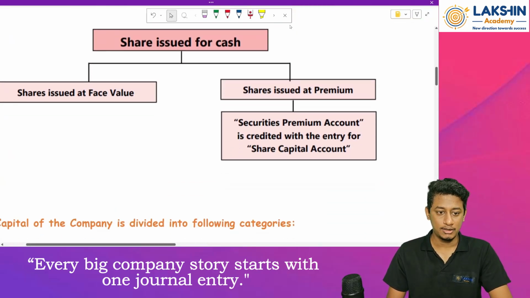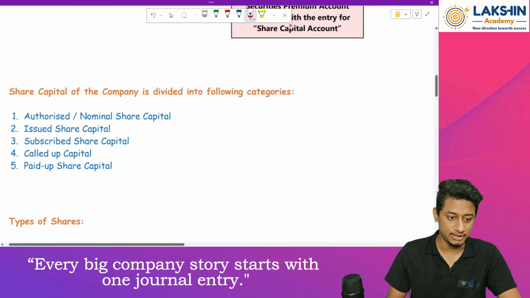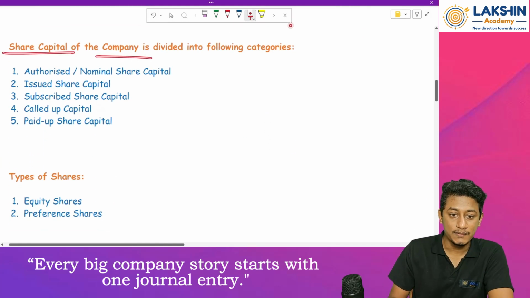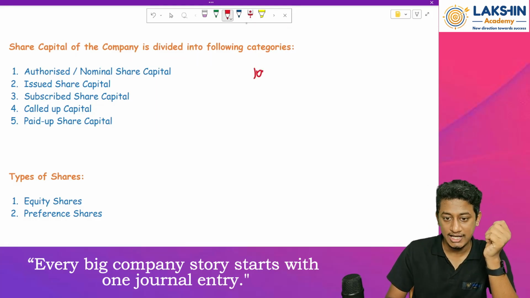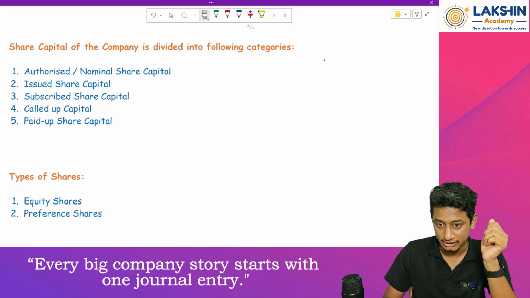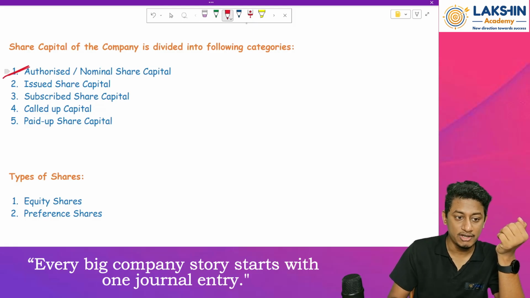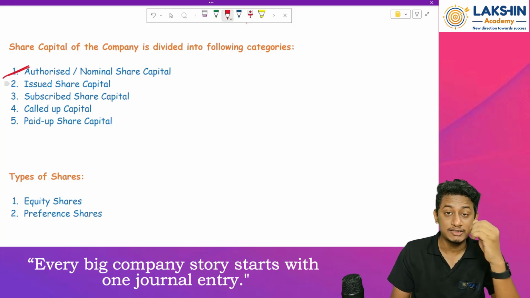This concept we will deal with while dealing with the questions. Now, share capital of the company is divided into the following categories. Let's take an example now. As per Reliance, 10,000 shares were issued. So first of all, we have something called authorized or nominal share capital. So what does this mean? This means the maximum amount of shares a company can use.